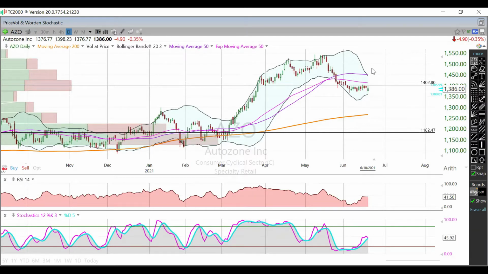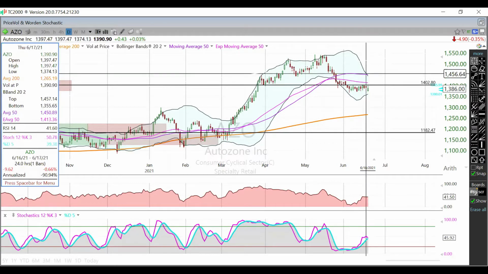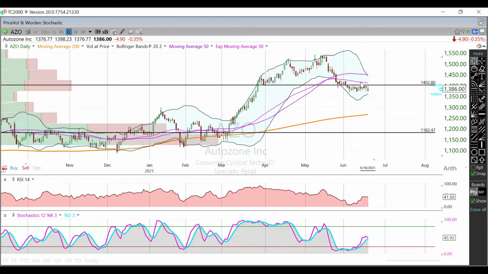So what we're looking at when we look at the simple moving average, you can see on our chart here, we have three different moving averages. This purple one is going to be our 50-day simple moving average. This pink is going to be our 50-day exponential moving average. And this orange line here is going to be our 200-day simple moving average.